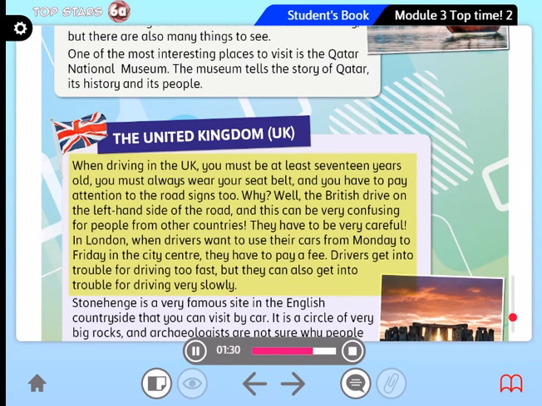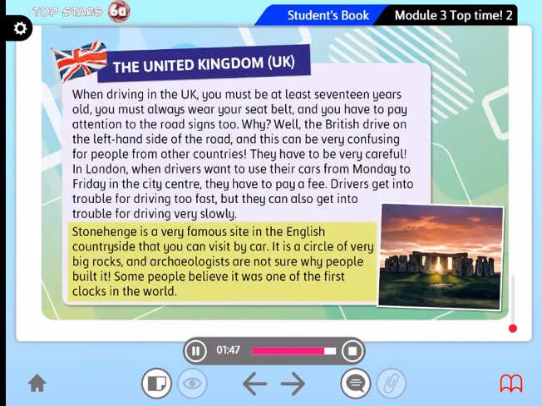In London, when drivers want to use their cars from Monday to Friday in the city centre, they have to pay a fee. Drivers get into trouble for driving too fast, but they can also get into trouble for driving very slowly. Stonehenge is a very famous site in the English countryside that you can visit by car. It is a circle of very big rocks, and archaeologists are not sure why people built it. Some people believe it was one of the first clocks in the world.